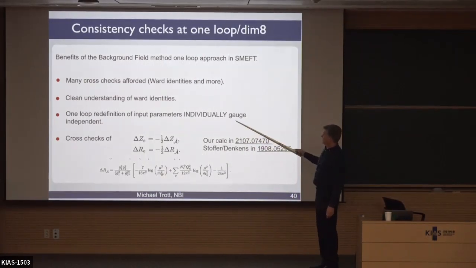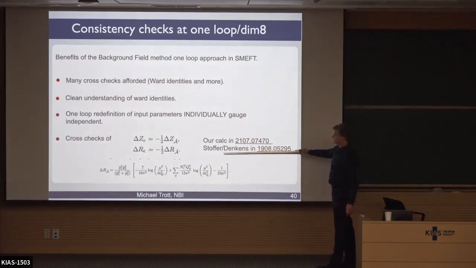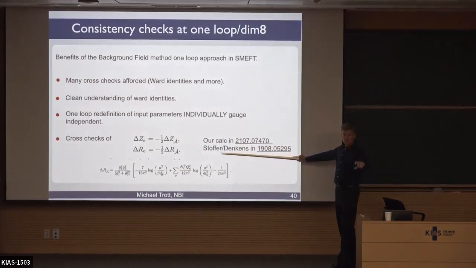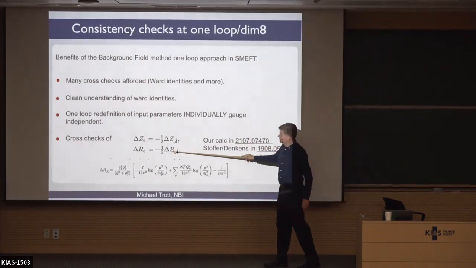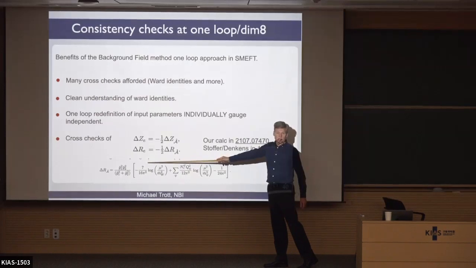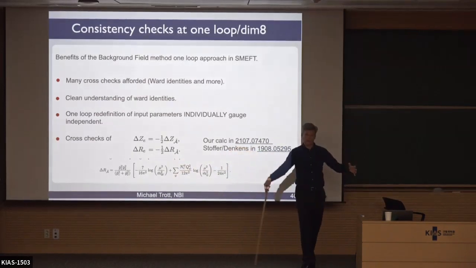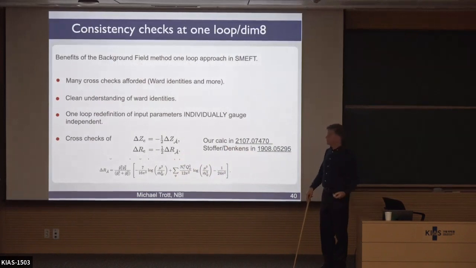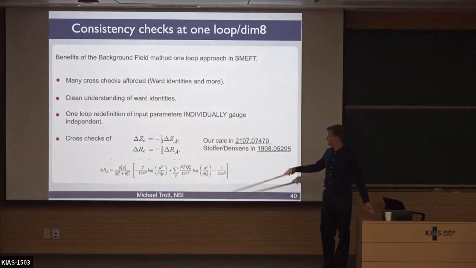Using the background field method, it also lets you interface with this really nice calculation of Stauffer and Neill, which did the matching down to lower energy scales between the SMEFT and the lower energy theory where you integrate out the Higgs, the W, and that sort of thing. We were able to cross-check our results with their results, and they also use the background field method, and we get exact agreement. You can also get this finite term of the relationship expected in the background field method, and it is exactly satisfied by two independent groups calculating completely independently, and it works exactly as expected. So all sorts of calculational checks are provided, and it's just working. Very nice. This is the result here.